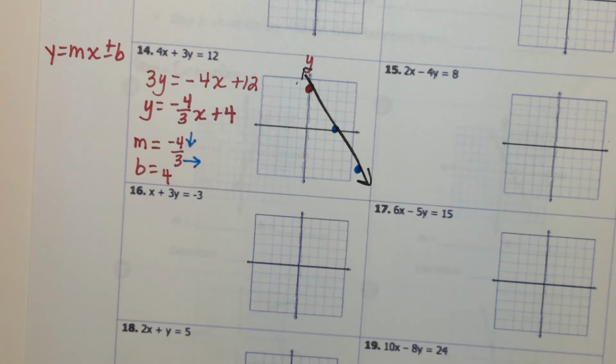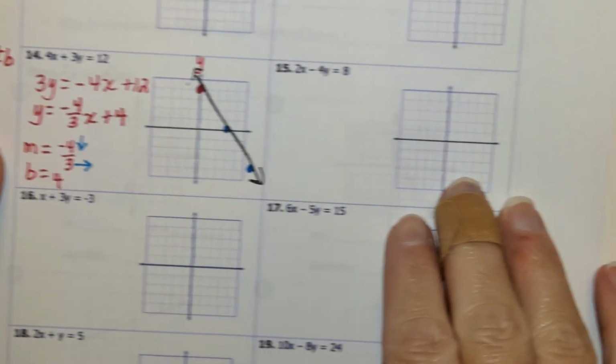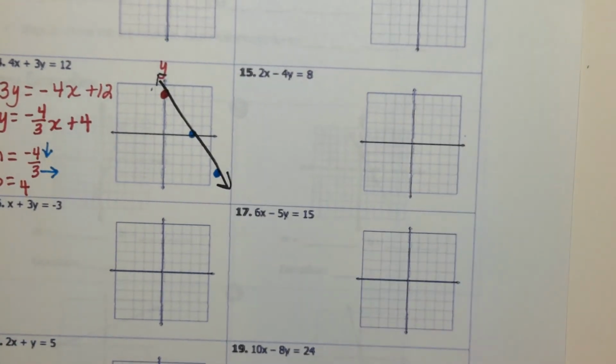Oops, well, I did the best I could. Close enough, you get the idea. Notice it is a negative sloping line, and it should be because we had a negative slope. Okay? So if they give you an equation and it's not in slope-intercept form, you have to rearrange it.